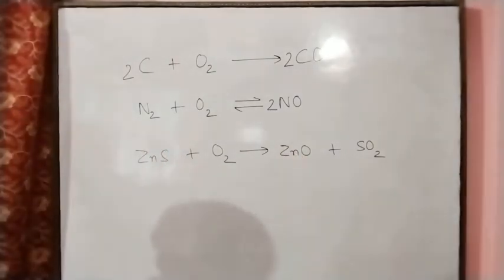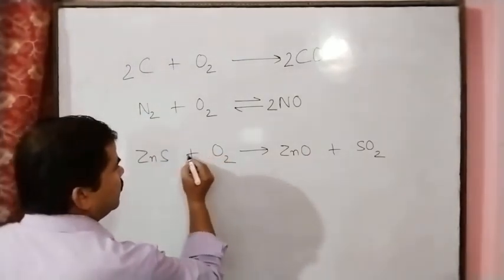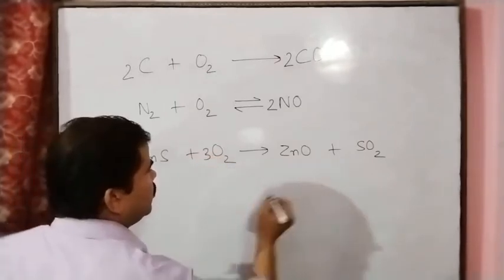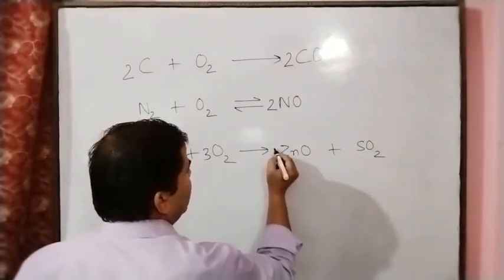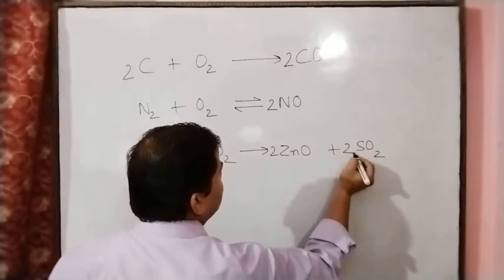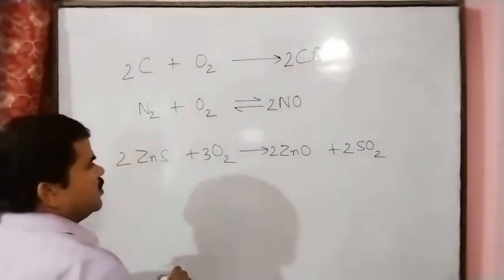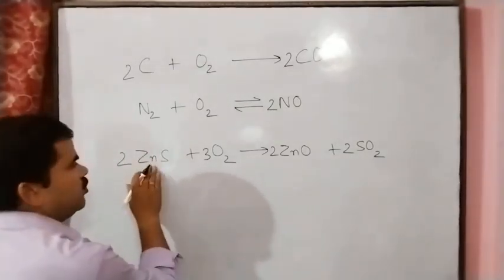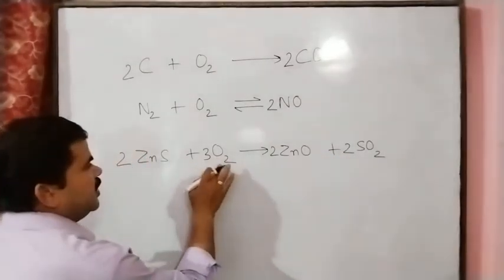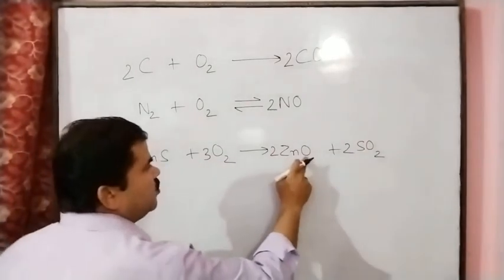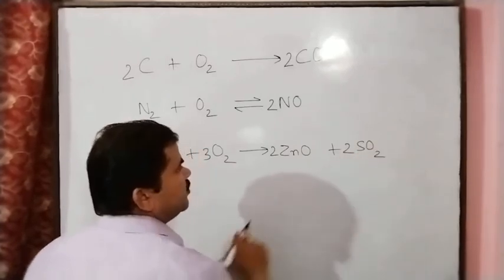So in this balancing, if we write 3 here, the total oxygen is 6, and we can write 2 here and 2 here, then 2 here. So here we can see Zn is 2, Zn here is also 2, sulfur 2, sulfur 2, oxygen here 6 in total, and here 2 oxygen, and 2 times 2 is 4, so 4 oxygen in total.